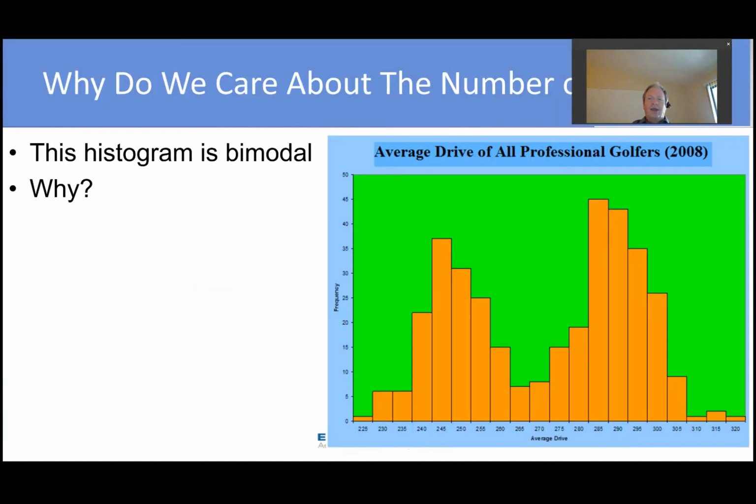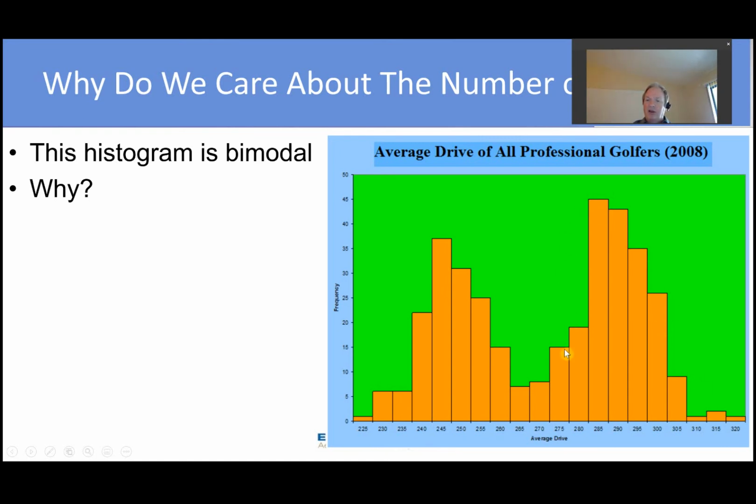Now, why do we care about the number of modes? To illustrate this point, this is data that I plotted. We're looking here at the average drive of all professional golfers from the year 2008. So every single golfer, I took all of their drives, I averaged them, and that was my single data point.